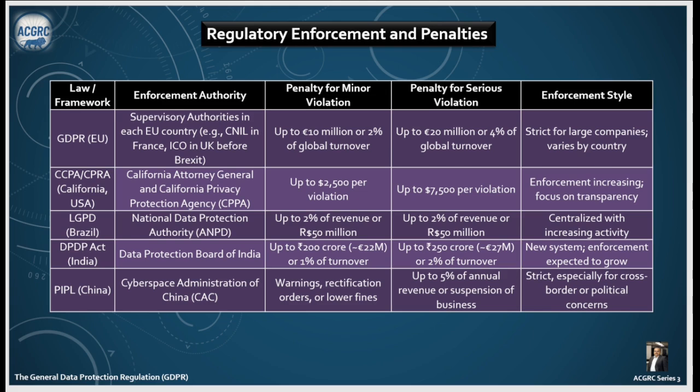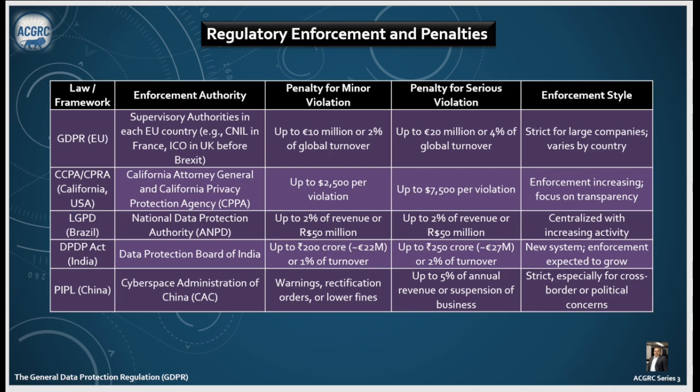Enforcement style is strict for large companies and varies by country. Under CCPA/CPRA, which is US based, the enforcement authority is the California Attorney General and the California Privacy Protection Agency. Penalty for minor violation is $2,500 per violation. Penalty for serious violation is $7,500 per violation. Enforcement style is increasing, focusing on transparency.